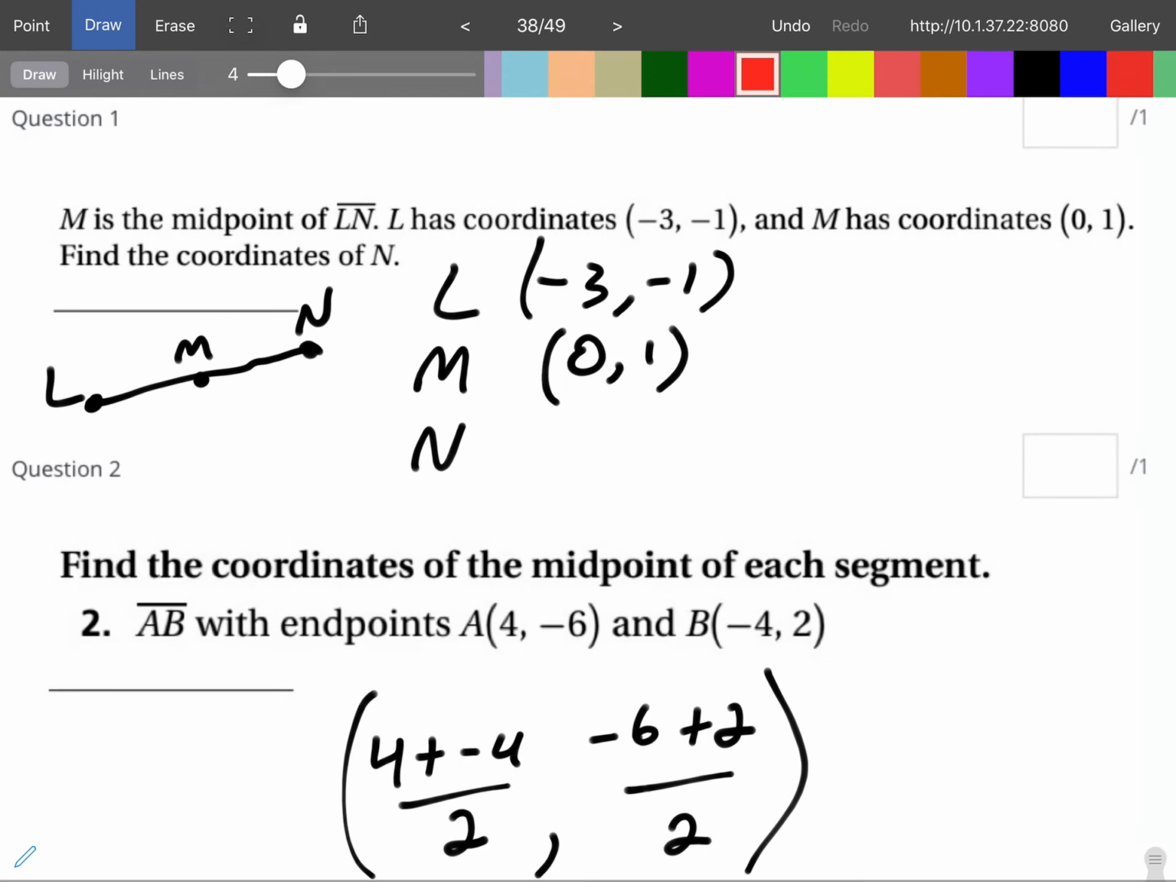We added 3 for our x coordinate, so we're going to add 3 again. We added 2 for our y coordinate, so we're going to add 2 again. We're going to follow that pattern. So N is going to be 3, 3. That's how you find the other coordinate, when you know one endpoint and the midpoint. You pay attention to what you added or subtracted to the x coordinates, and you repeat that pattern.